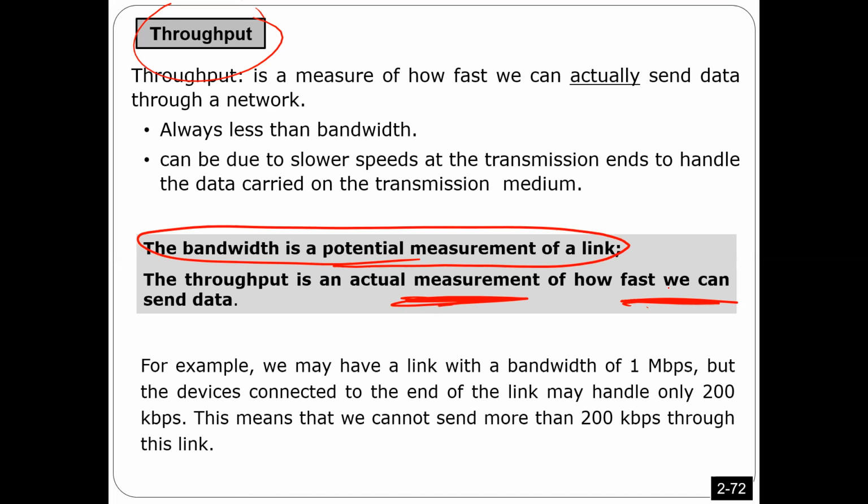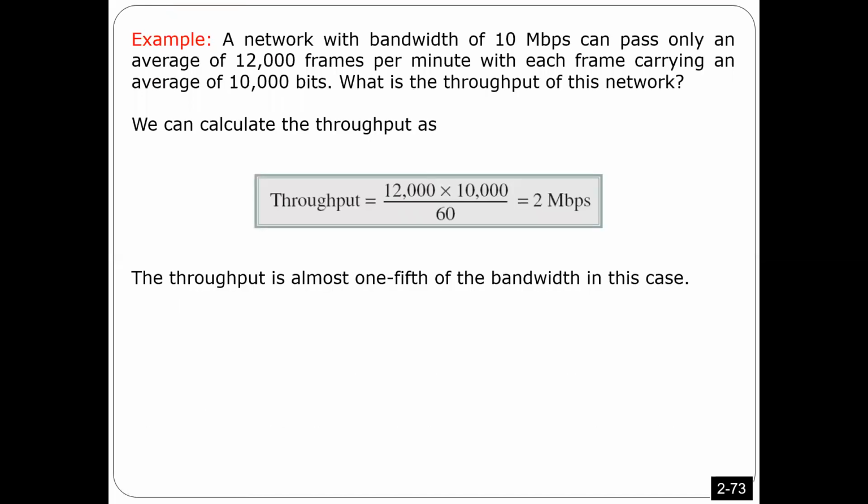I'll give you one example to understand what I want to say here. For example, a network with a bandwidth of 10 megabits per second. Again, that doesn't mean you are going to get 10 megabits. This is the maximum, because there are other factors. Maybe the computer is not fast enough to send at this very high rate. Maybe there are other factors like congestion in the network.